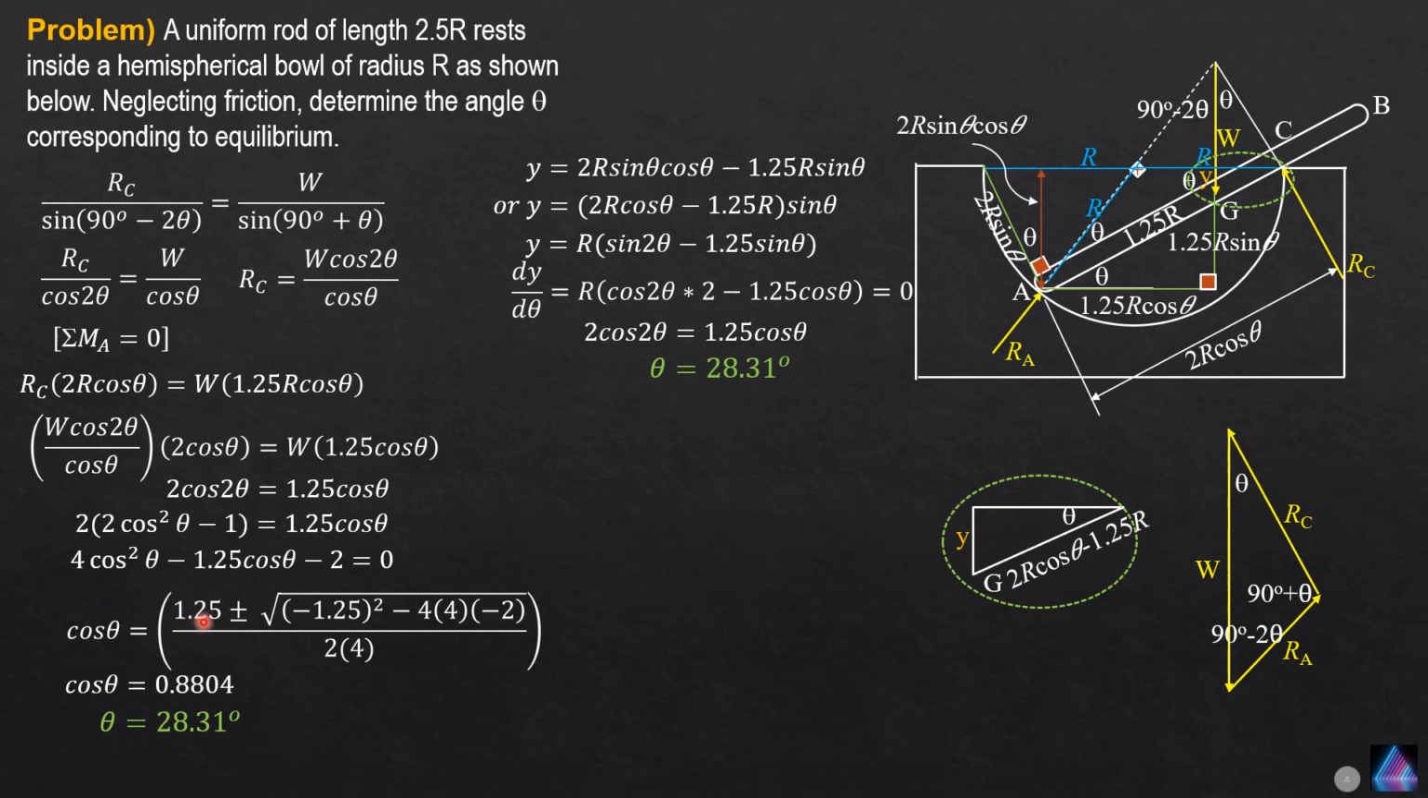So although the answer will still be positive, we should use the positive value, 1.25 plus whatever the value of the radical here, then divided by 8. And it is 0.8804. So using your calculator, inverse cosine of 0.8804, we will get 28.31 degrees.